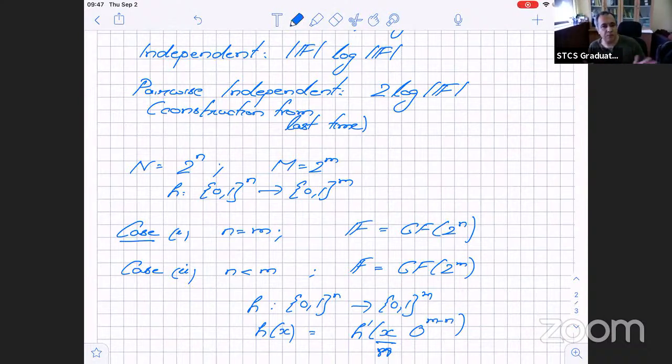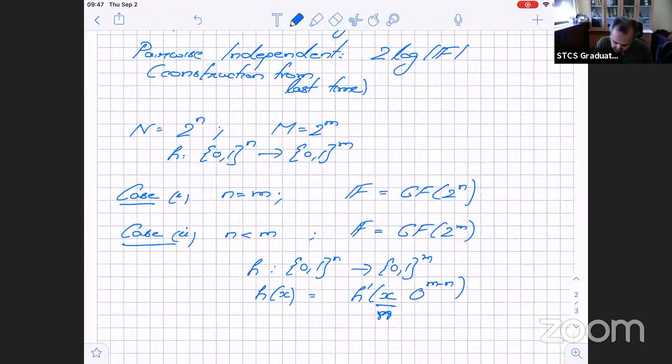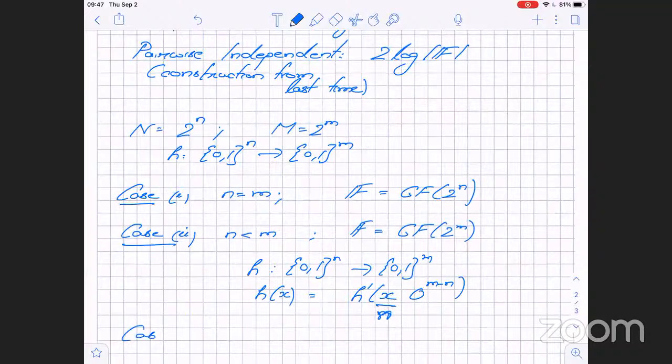Is that clear? So you just expand the input to bits and do it. And now notice that even on this large input, the property was true. Therefore, it's going to be true on this setting too. That's case 2.